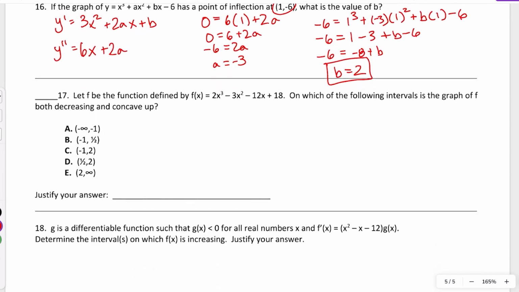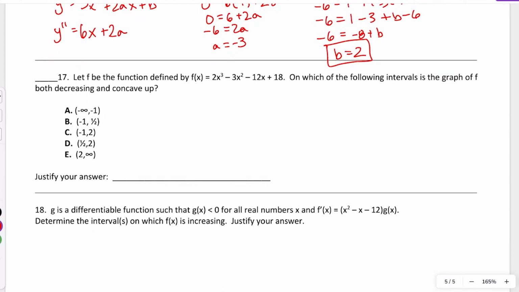Number 17 says, let f be the function defined by this cubic here. On which of the following intervals is the graph of f both decreasing, meaning the first derivative is negative, and concave up, meaning the second derivative is positive? That's your justification. Whatever interval we end up saying here, my justification is both that f prime is negative and f double prime is positive.